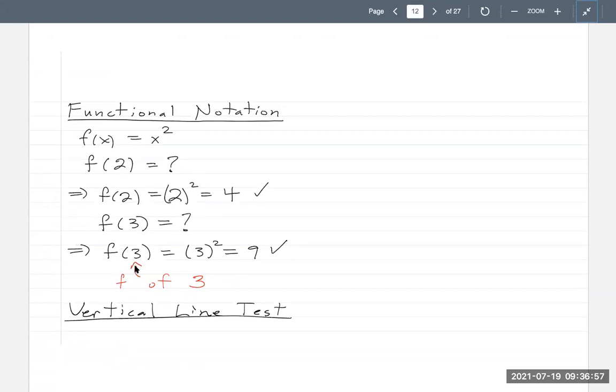This notation is read, and you probably heard me say it, f of 3. F evaluated at 3. F evaluated when x is 3. I'll usually just say f of 3, so I'll just usually say the "of". But sometimes I'll say f evaluated at 3 or f evaluated when x equals 3.